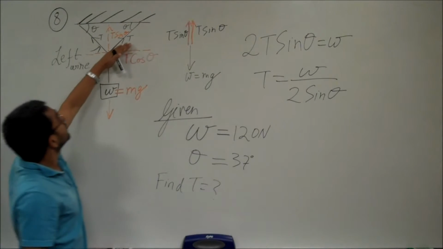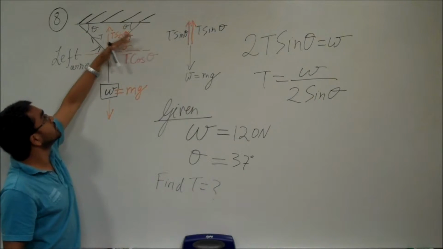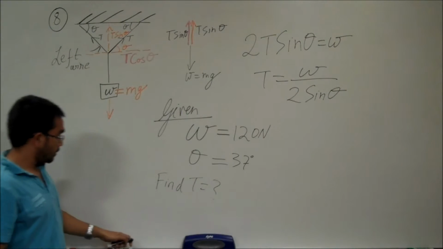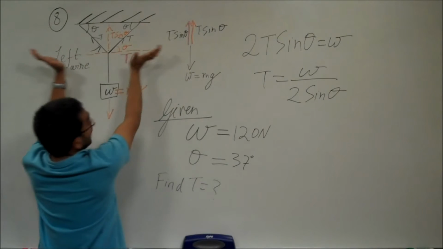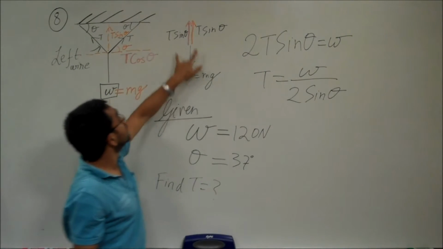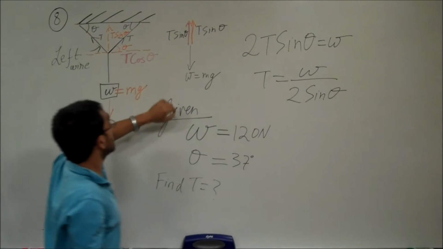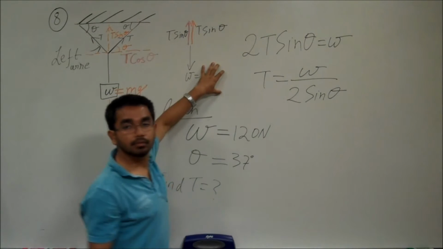Now, if you take the vertical component of the tension, it's T sine theta, and the horizontal component is T cos theta. The thing is that this T cos theta and that T cos theta both cancel out, so we're only left with the vertical components. So we have 2 T sine theta, and they are balanced out by the weight of this body hanging, which is W or mg, right?